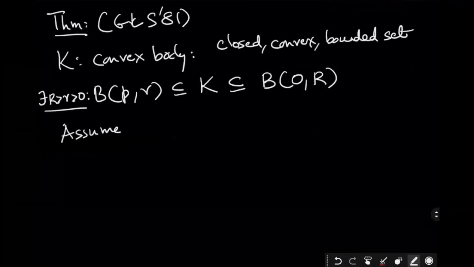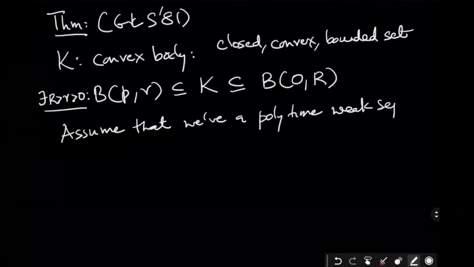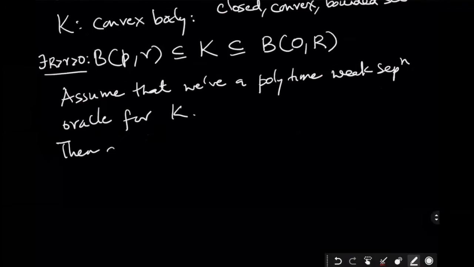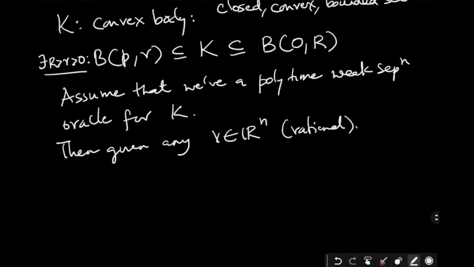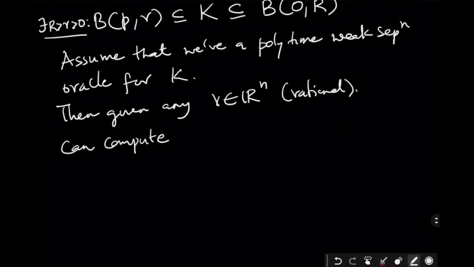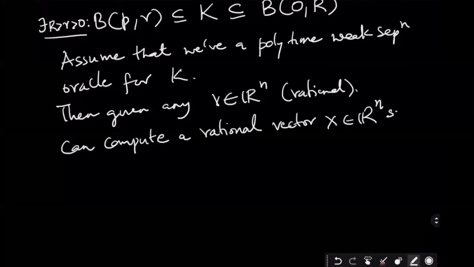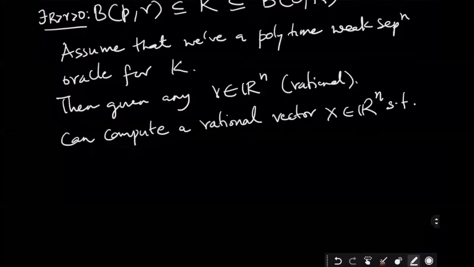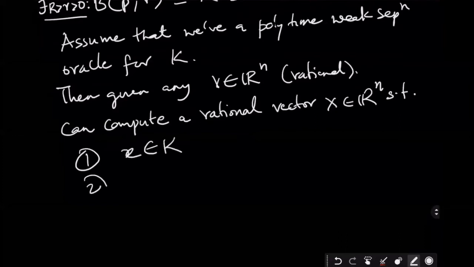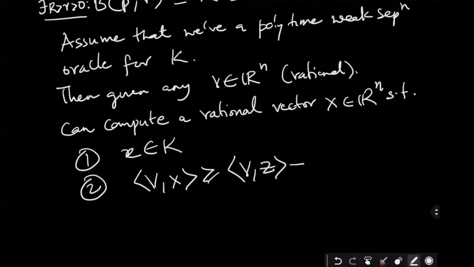Further assume that you have a polytime weak separation oracle for K. Then given any rational vector v, we can compute a rational vector x such that one, x is in the convex body K, and two, the inner product of v with x is at least, it's basically an approximate maximizer, the inner product of v with z minus epsilon, for all z in K.